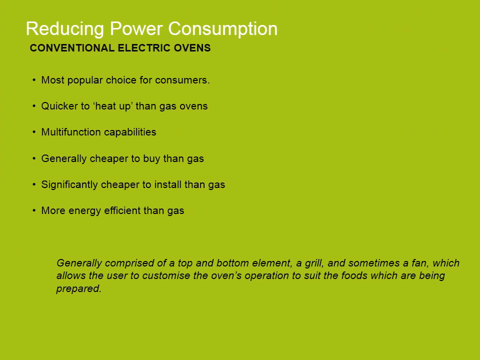Electric ovens are popular for a number of reasons. Firstly, they heat up quickly, making them ready for cooking faster and reducing the need to waste energy in preheating. Electric ovens are also multifunction, allowing you to perform a number of different processes. They tend to have a top and bottom element, a grill, and sometimes a fan, which allows the user to customize the oven's operation to suit the foods which are being prepared.